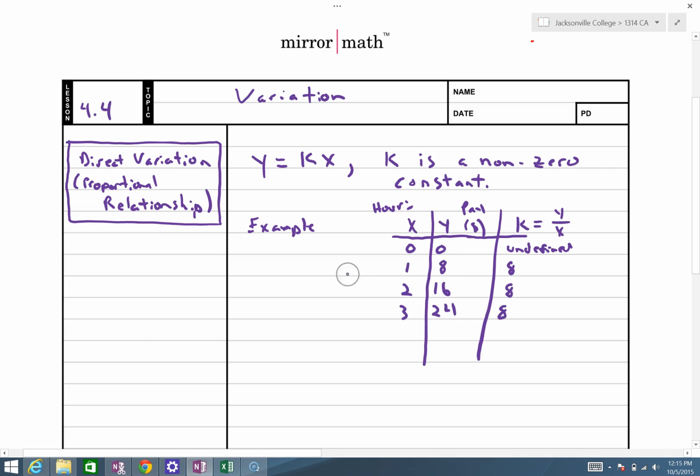So this relationship here would be modeled by the equation y equals 8 times x. We would simply substitute any of these values in for x, multiply it by 8, and we'd get to y, our pay. Given some hours, you could multiply by 8 and get to what the pay is. This 8 is my k. It's often called the constant of proportionality in this context.